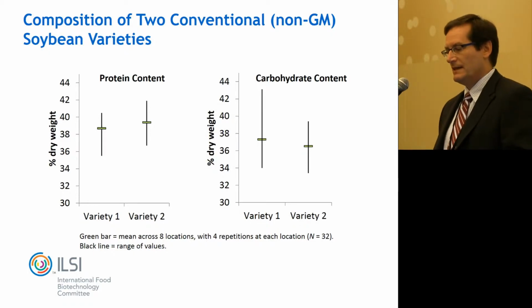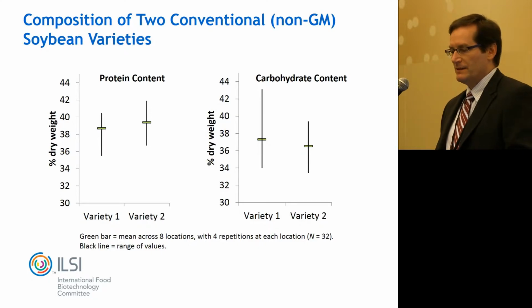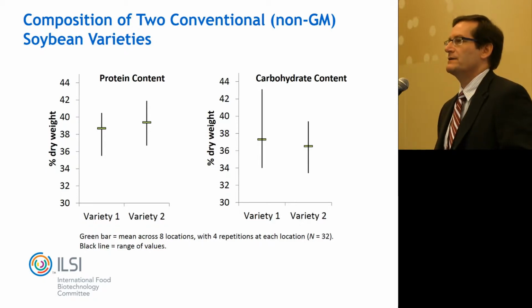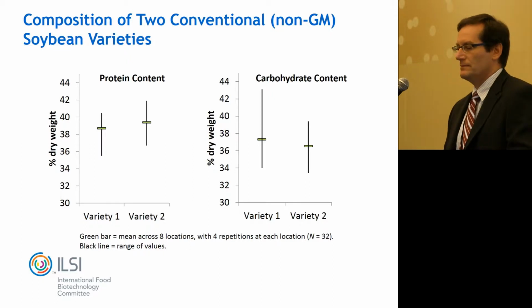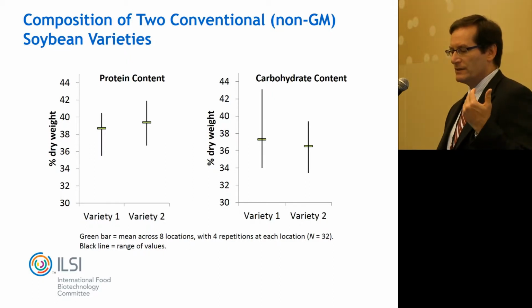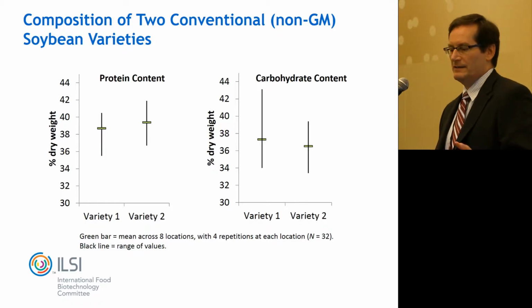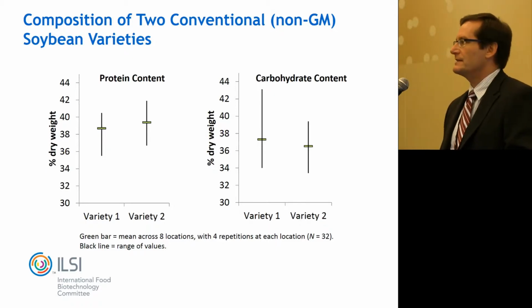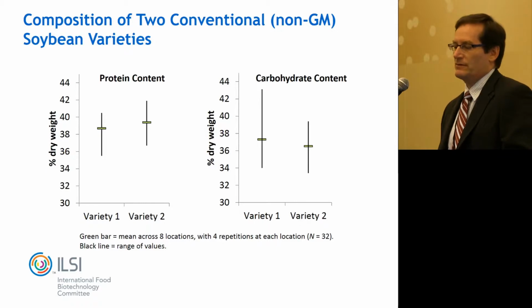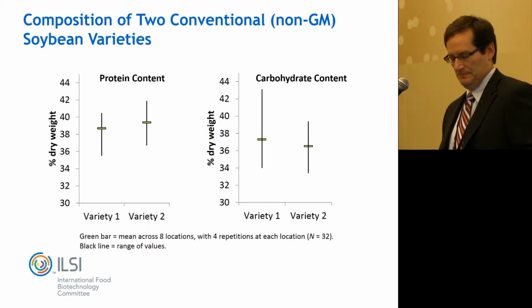So in protein, you can see, the mean's a little bit different. The magnitude of the range is similar. However, there is a little bit of difference in the range. In carbohydrates, you see variety 1, the magnitude of the range is much greater than in variety 2. However, you could substitute variety 1 for variety 2 in terms of dietary intake, and you really wouldn't see any safety issues or any change in the diet. So you would say that these two varieties, although they're different, they're substantially equivalent.